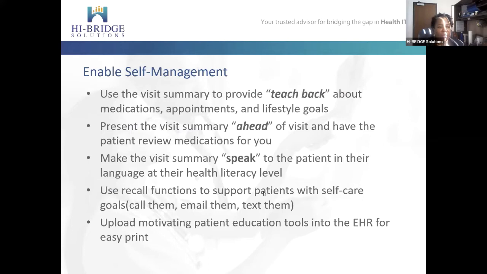So we're going to talk a little bit about enabling self-management, teach-backs. A teach-back is a method to ensure and improve a patient's understanding of his or her condition, diagnosis, medical regimen, prognosis, or treatment plan. It's always good to put stuff like this in place for the patient so they can understand.